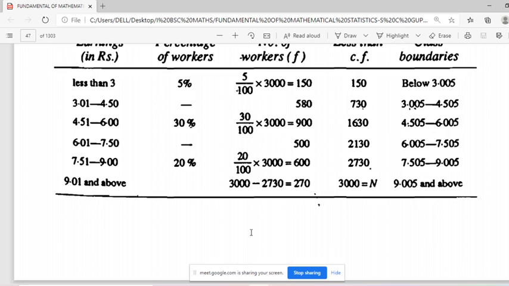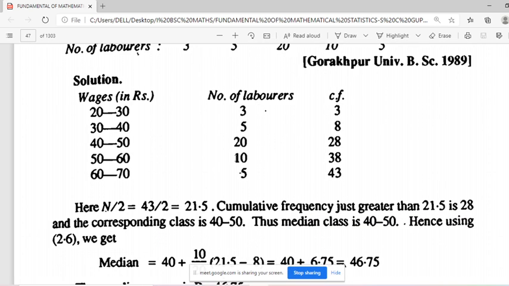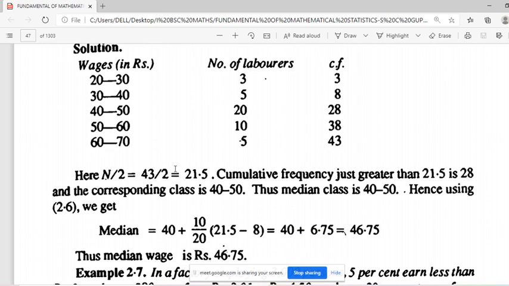You remember that in the previous example they give just the frequencies, and we calculate the cumulative frequencies and identify that n by 2 is equal to 21.5. The 21.5th observation comes in the interval 40 to 50. In that case the end point of one interval is the starting point of the next interval, so we need not modify the classes and can directly take them in the analysis.